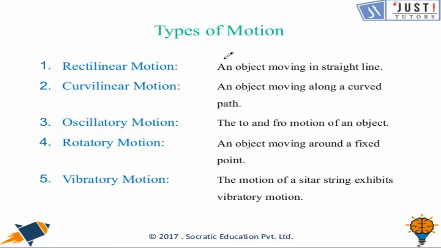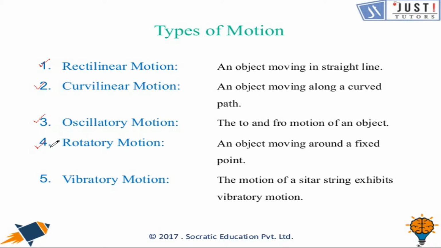Now there are some types of motion which are mentioned here. The very first is rectilinear motion. It is a motion in a straight line, when an object is moving in a straight line. The second is curvilinear motion, when an object moves along a curved path. Oscillatory motion, the to and fro motion of an object is said to be an oscillatory motion. For example, motion of a pendulum.